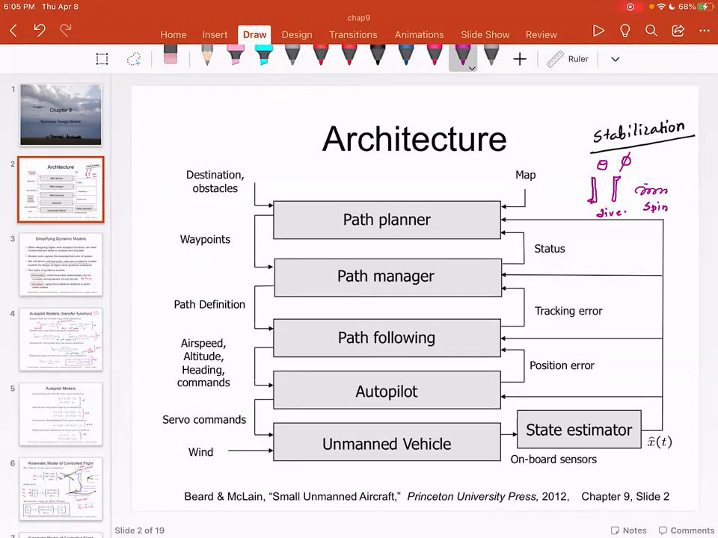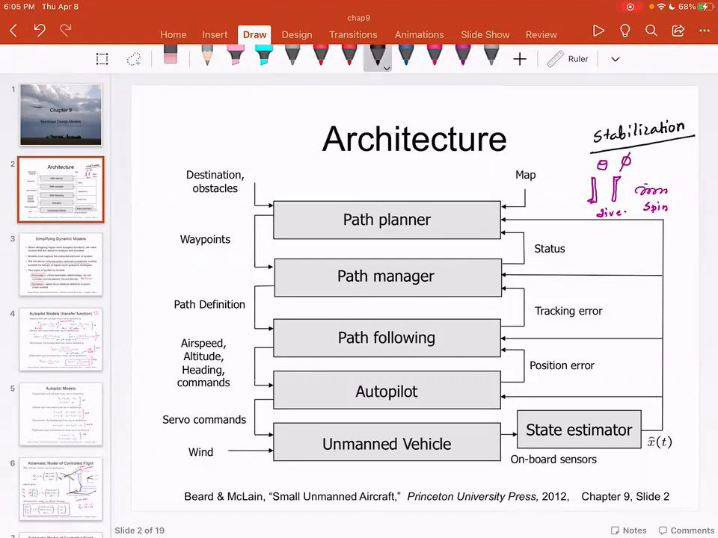So we talked about the roll stabilization, we talked about the yaw stabilization. And what we want to make sure is that in the presence of wind load, in the presence of disturbances, the autopilot is able to control the control surfaces so that the aircraft stabilizes.